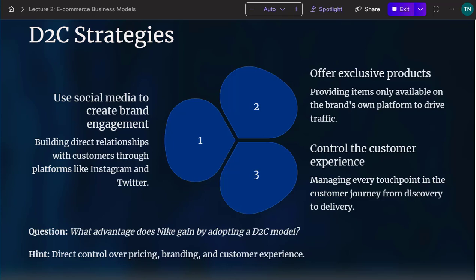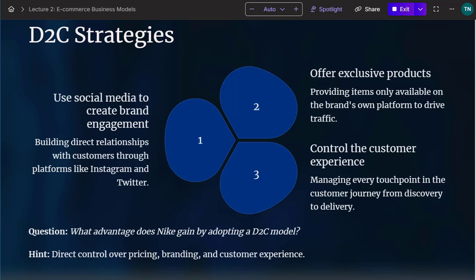So now we look at some of the D2C strategies, right? Building direct relationships with customers through popular social media platforms like Instagram and Twitter allows us to create stronger brand engagement and loyalty. Offering exclusive products that are only available on our own brand platform helps drive traffic to our direct to consumer channels. By controlling the entire customer experience from discovery to delivery, we can ensure a seamless, high quality experience that reinforces our brand.